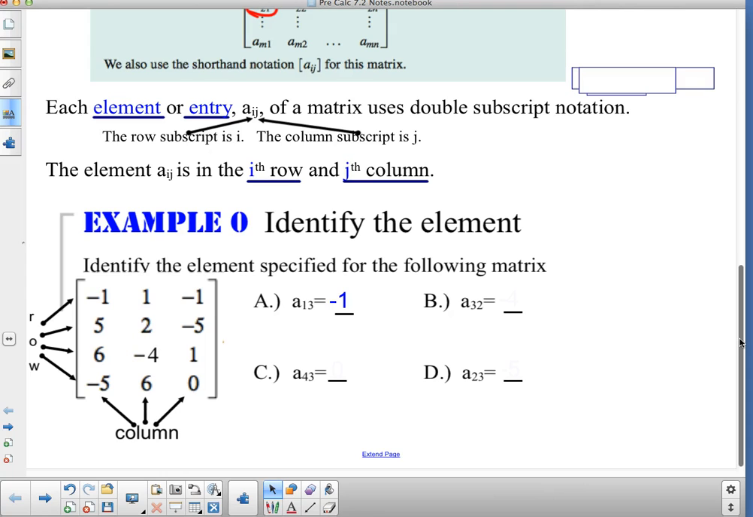Now in B, we have row 3, column 2. So row 3, column 2 should be a -4. And in C, I have row 4, column 3, which comes out to be a 0. And then A is row 2, column 3, which should come out as -5. Any questions about that? Pretty straightforward, matrix basics.